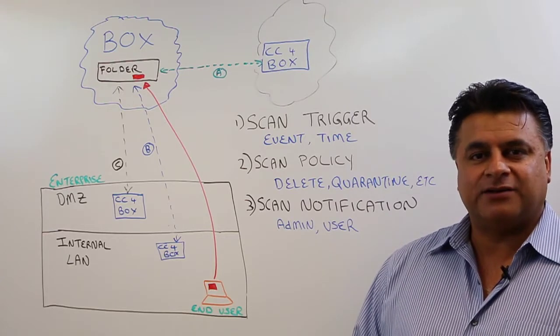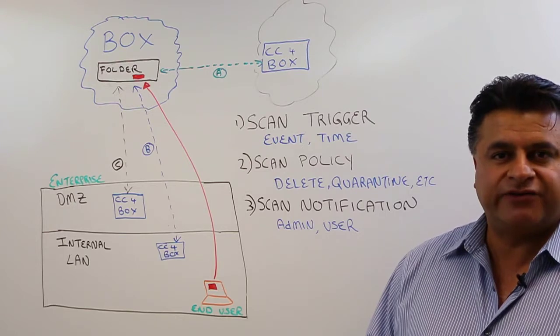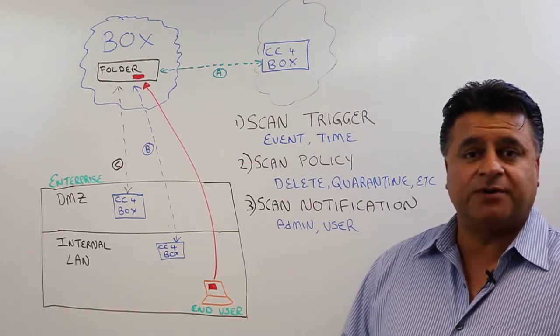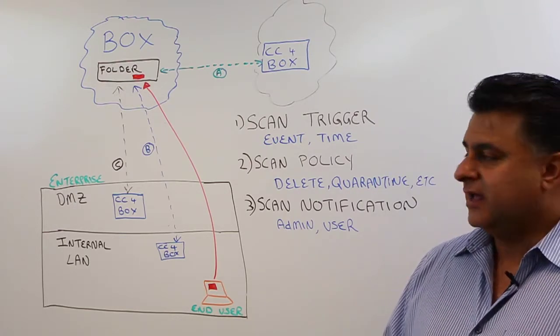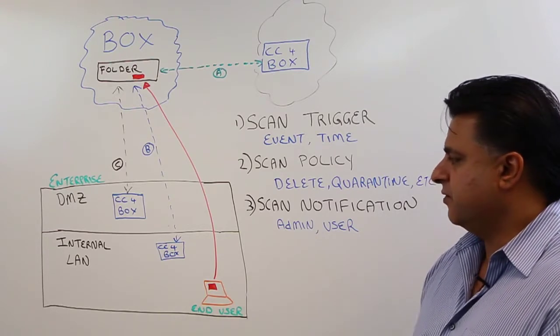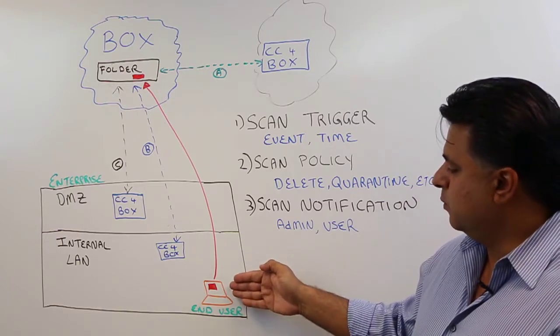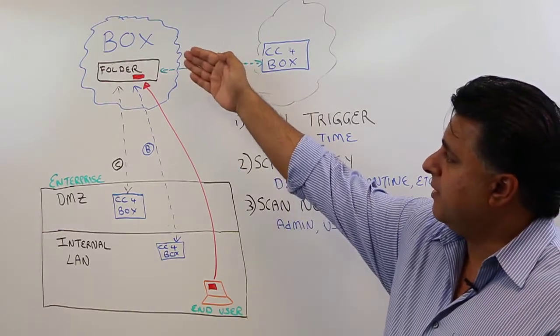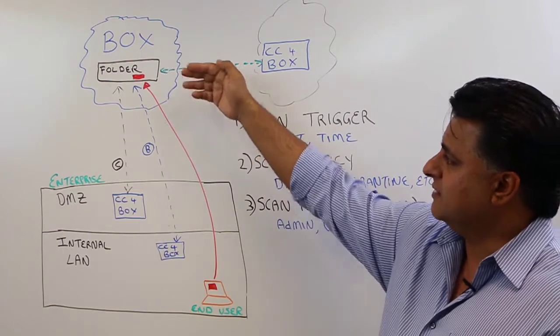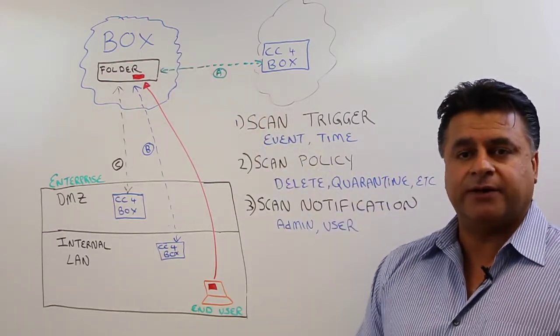Today I'm going to talk about CipherCloud for Box and how we enforce certain policies that a corporation may have when files are uploaded to the cloud. In this example, we are using an end user within the internal network, and they're going to upload files from their desktop to the Box cloud application. They have a designated folder, and that file is uploaded to the Box cloud.